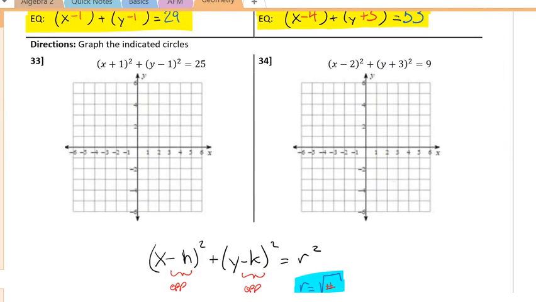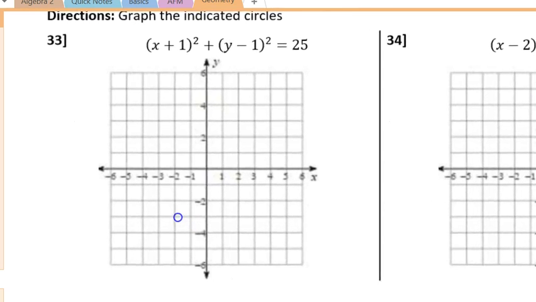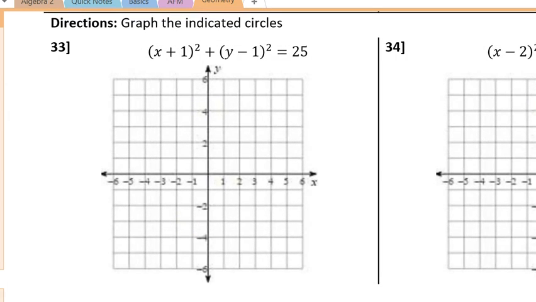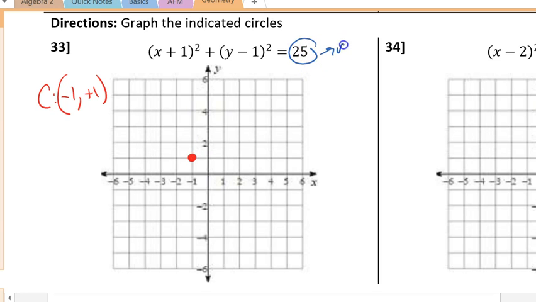All right, we're going to end up by doing some graphing. Number 33, the center here is going to be at -1, +1, the opposite of +1 and the opposite of -1 for x and y. So -1, +1 is the center of my circle. We see that this is my r squared value, so the radius is equal to the square root of 25, which means my radius is actually equal to 5. So we're going to go 5 in each direction: left, right, up, and down.